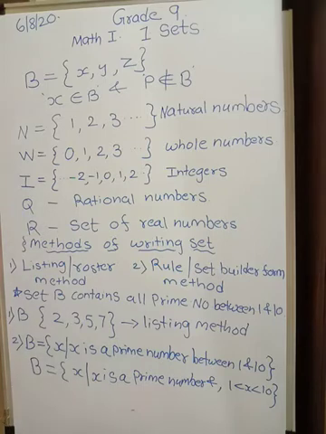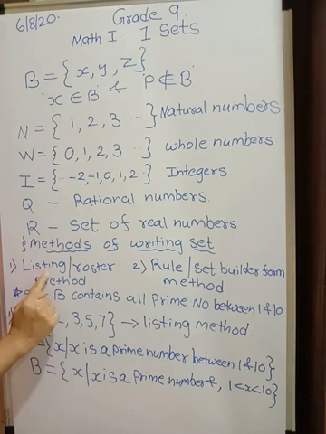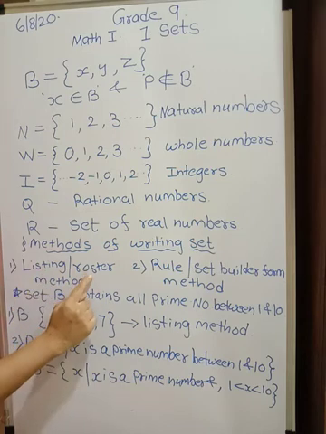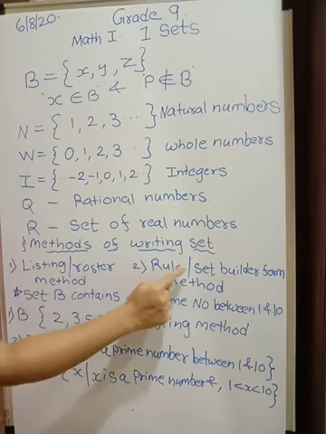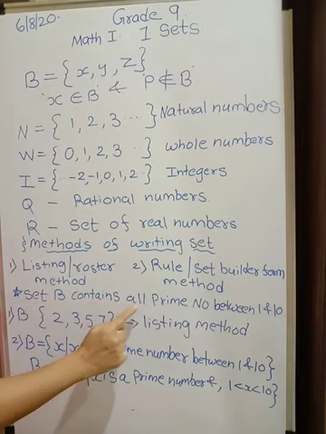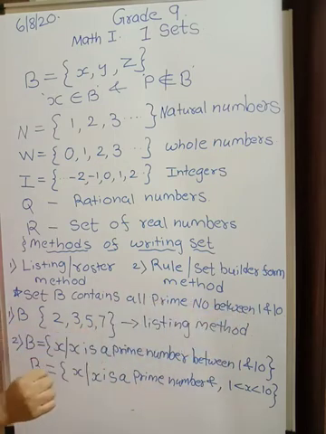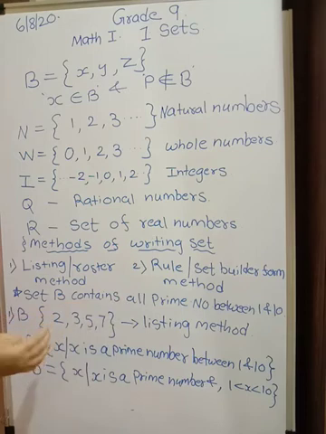Now after knowing what is set and how they are denoted, there are different methods of writing a set. So basically there are 2 methods of writing a set. One is called listing, or it is also called roster method, and second method is a rule method, or it is also called set builder form. Now let us see how to write. For example, the question says that you write a set B which contains all prime numbers between 1 and 10. Between 1 and 10 prime numbers, we know that they are 2, 3, 5 and 7.